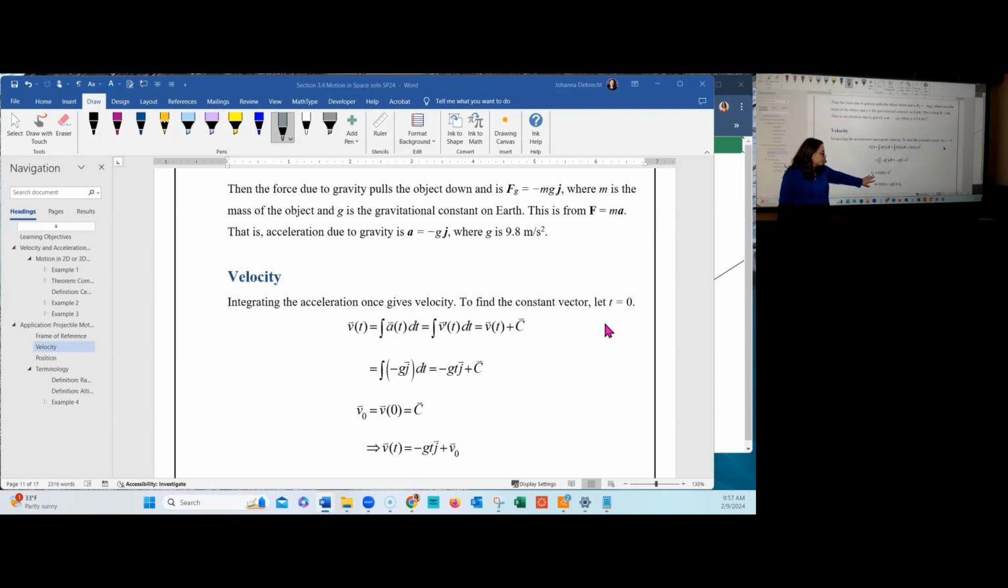The constant vector is going to be pinned down by the initial value, the initial velocity, or the velocity at time 0. And that will give us the value of c. So if we call that v naught, and again, we say naught like NOT or KNOT, but it's actually N-A-U-G-H-T. It stands for 0. So naught something is 0. All right, so this gives us an equation for the velocity of negative gt in the j hat direction plus the initial value of the velocity, that vector.